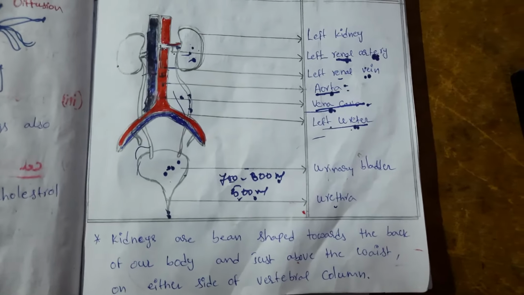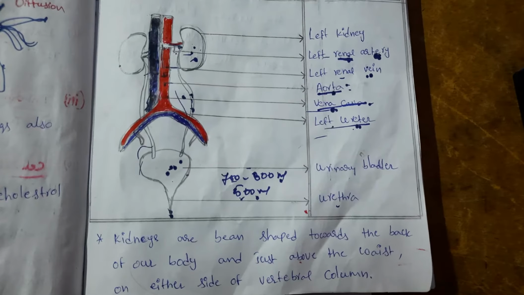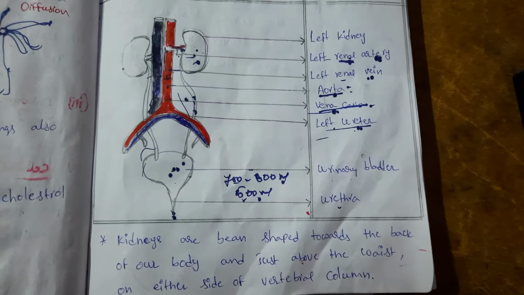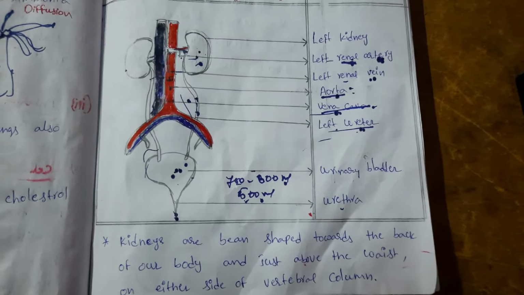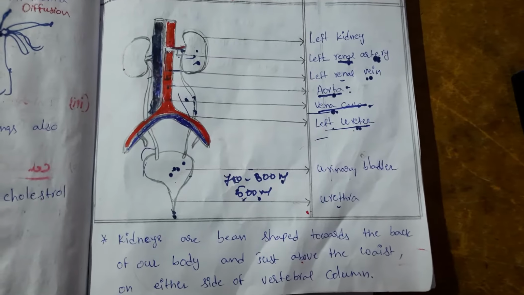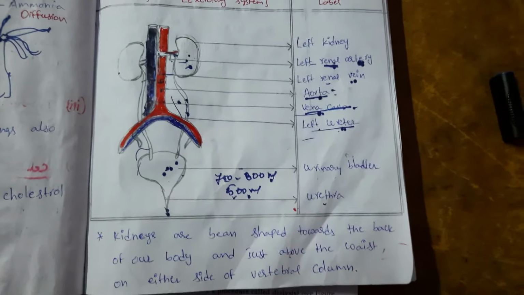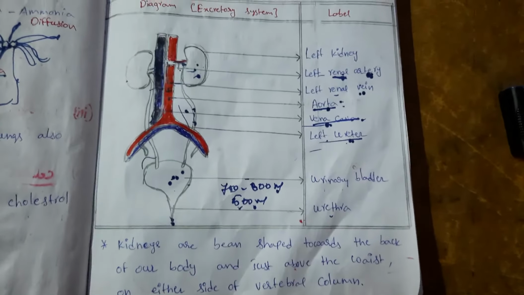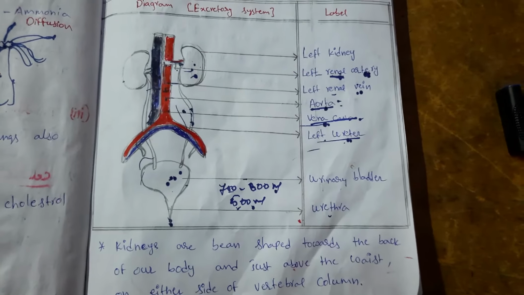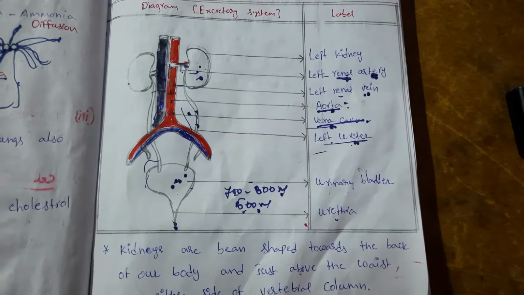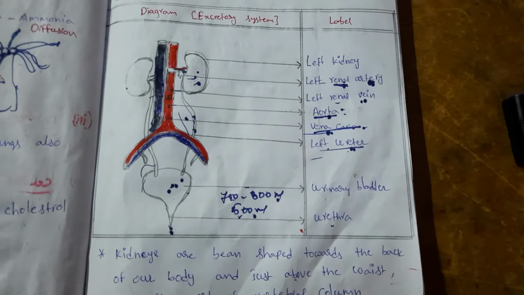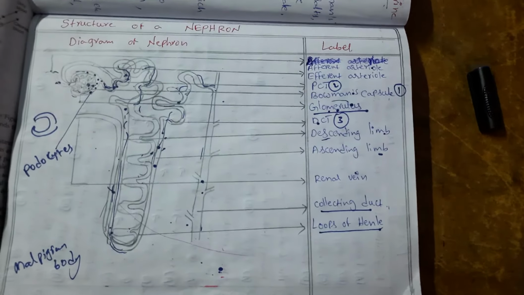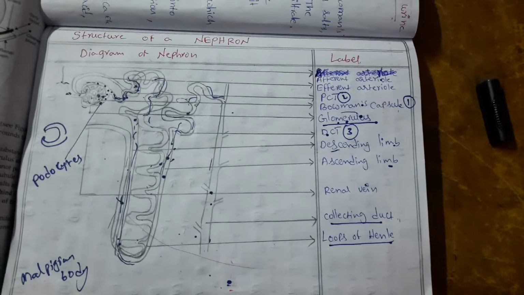Mostly these contraction and relaxation muscles are not well developed in children below 5 years and in people above 60 years. That's why they release urine involuntarily, because of the poor development of the contraction and relaxation muscles. So this is the excretory system and the structure and function of the nephron.